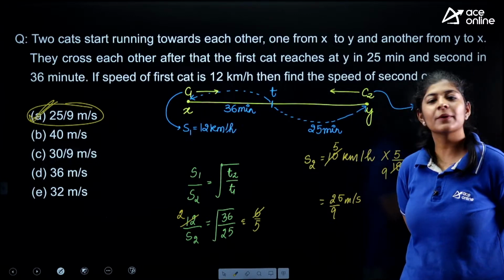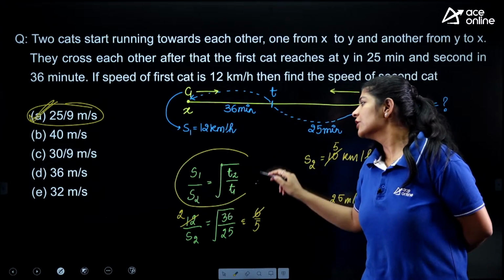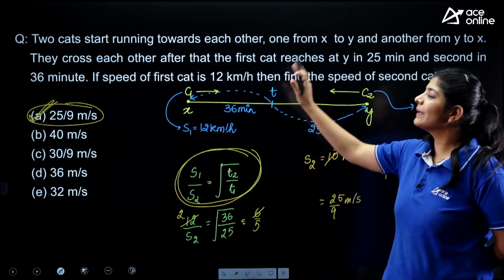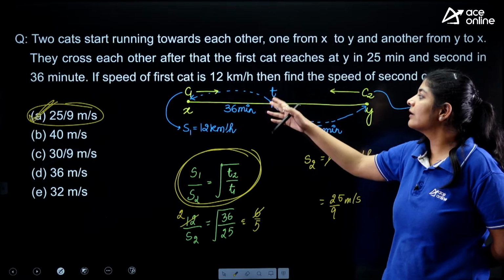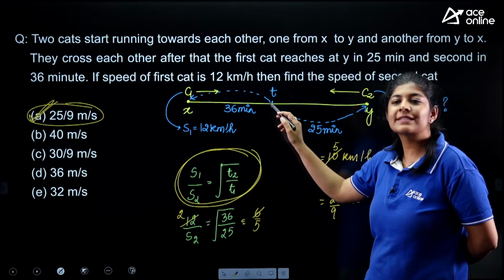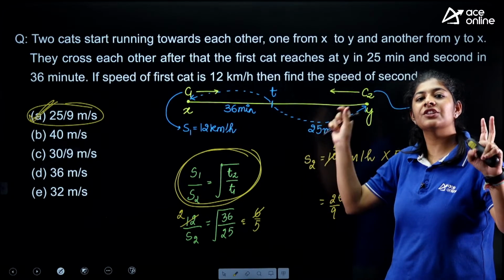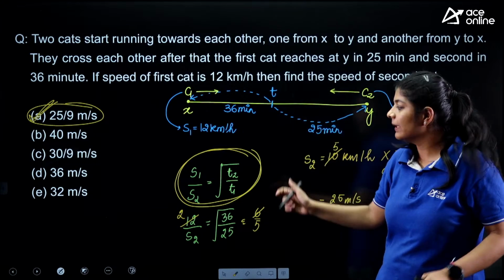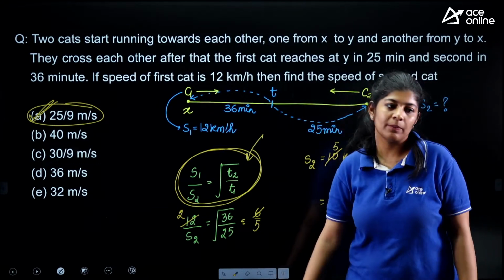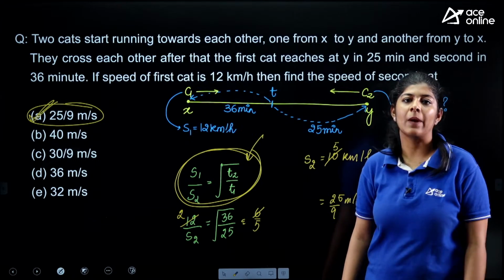It's a very simple one. All we need to do is simply apply this particular formula. Whenever you have a similar question where two people are coming from opposite directions and they meet at some point, and after meeting they reach their destination in a certain time, in that case you can easily apply this formula. Option number A is the correct one.